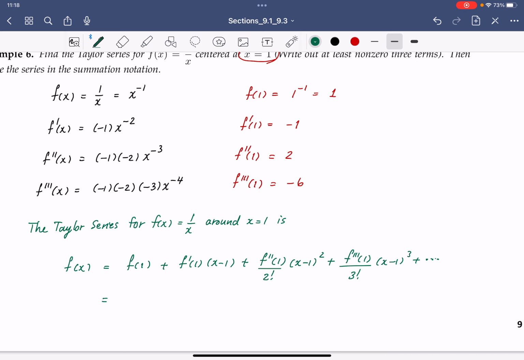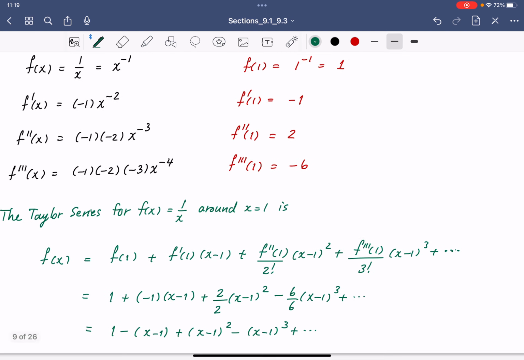Now f(1) is going to be 1. This is going to be -1 times (x minus 1), and then this is actually 2 over 2 times (x minus 1) squared, and the next one is going to be minus 6 over 6 times (x minus 1) cubed. So once you cancel out, it's going to be 1 minus (x minus 1) plus (x minus 1) squared, minus (x minus 1) cubed, and so on.